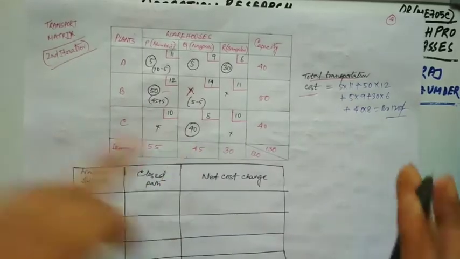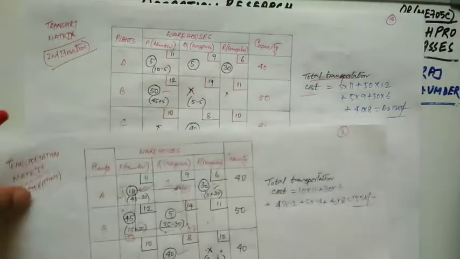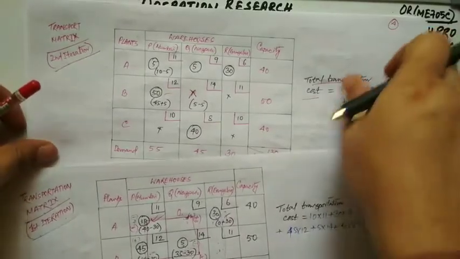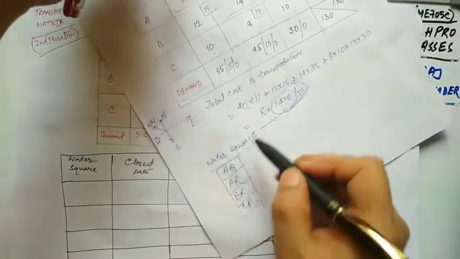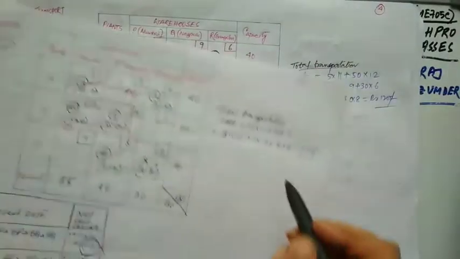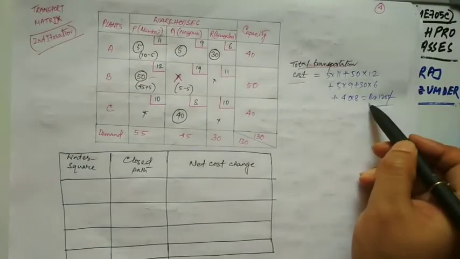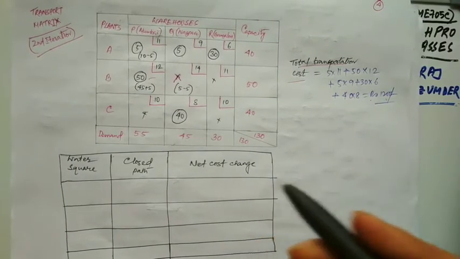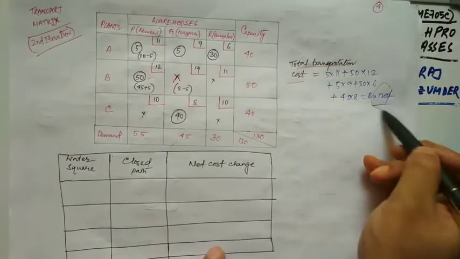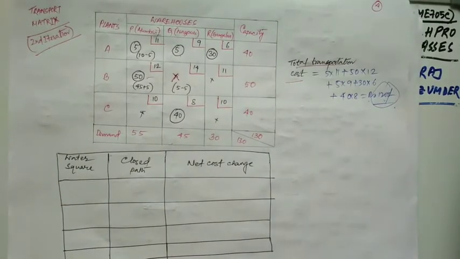Look how much the reduction is coming for each and every table. The northwest corner method gave us 1490, the first iteration gives us 1220, and the second iteration is coming around 1200. So you can see there is a gradual reduction of cost after each iteration. So we are proceeding toward the optimal solution.